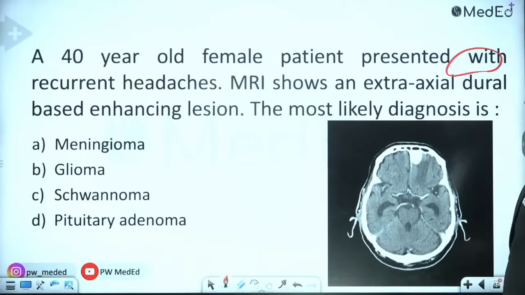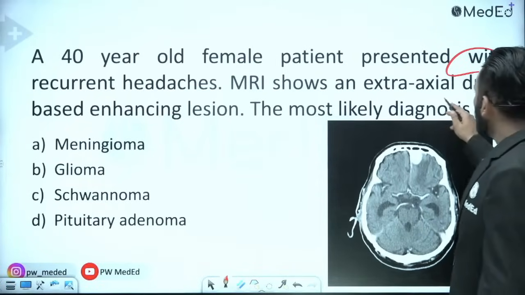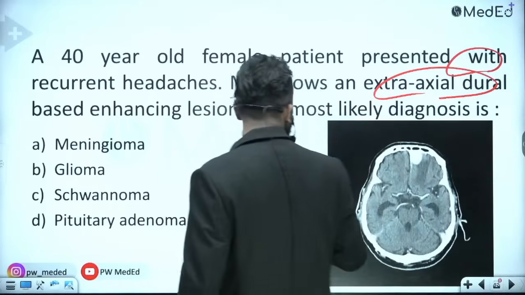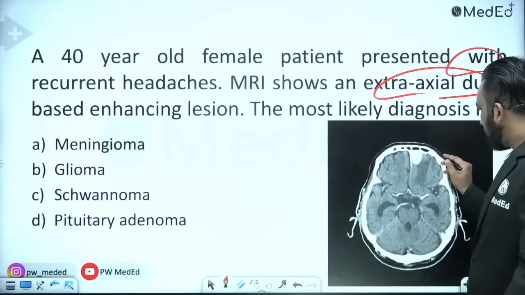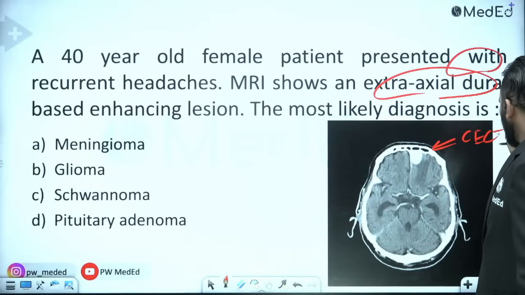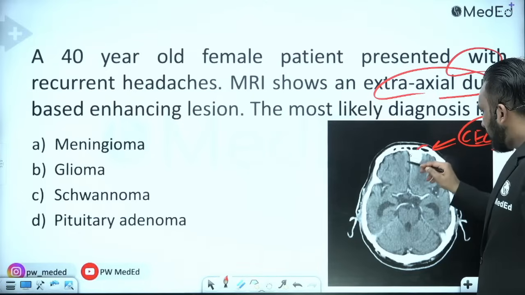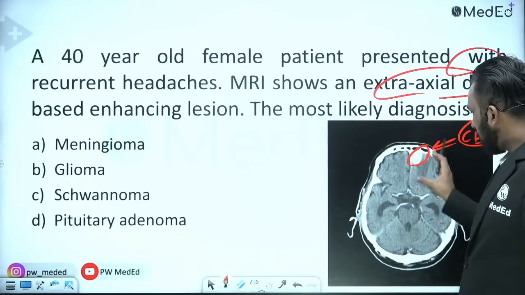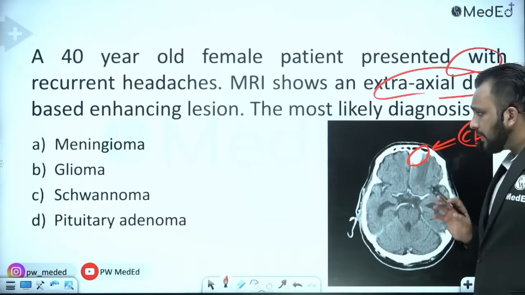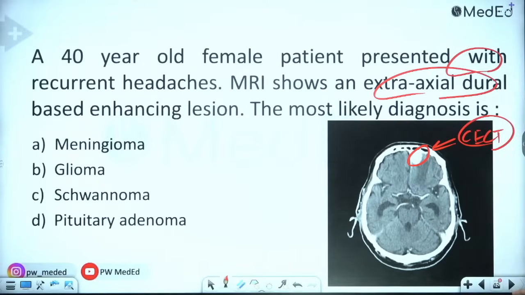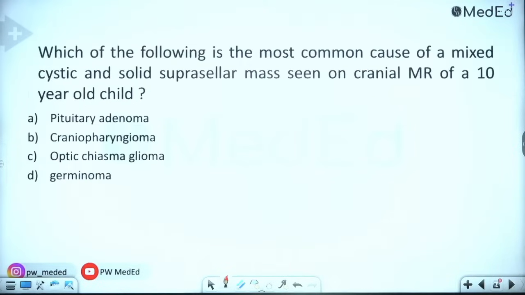Patient presented with recurrent headaches. An extraaxial dural based enhancing lesion was seen. The most likely diagnosis is, so here in this CECT head image, we can see that there is an avidly enhancing lesion with a broad base towards the dura. So this is your meningioma.